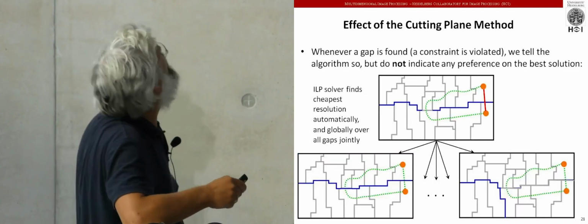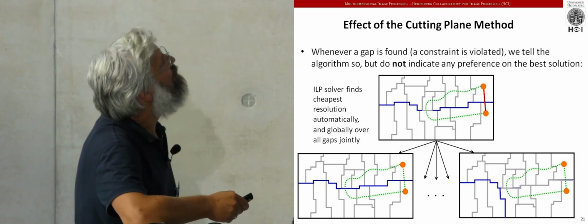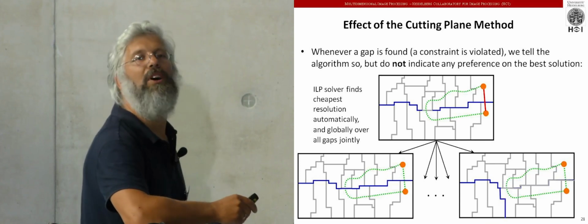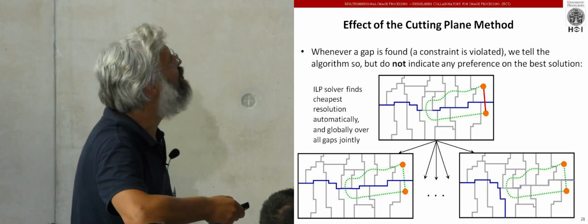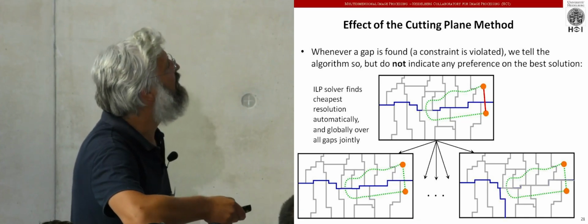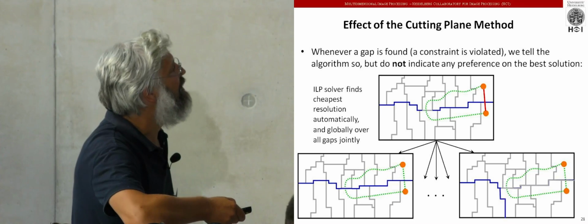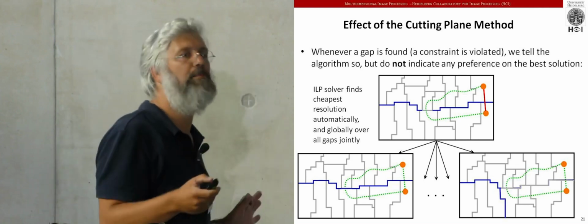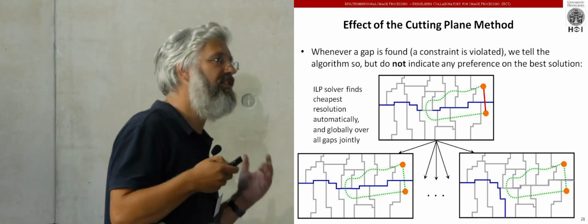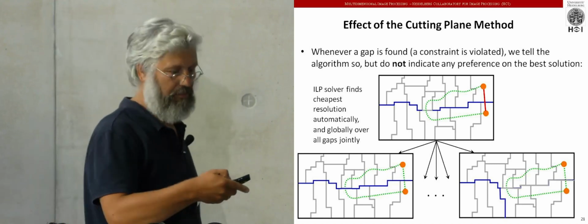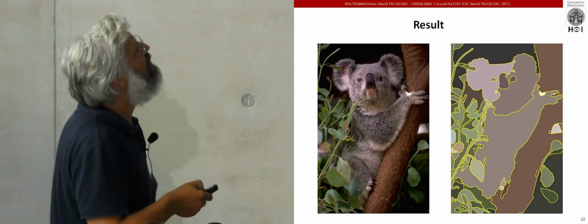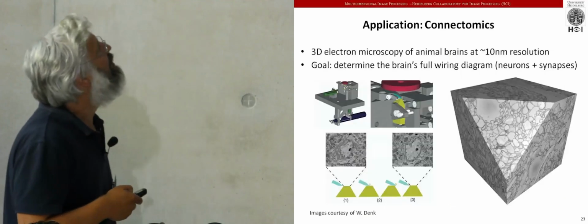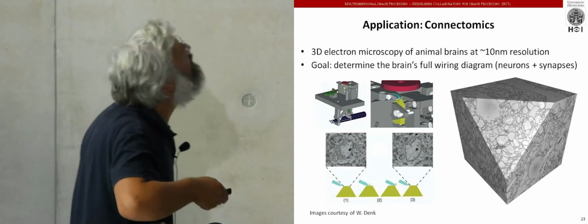So the nice thing about this is that we just tell the algorithm that this solution is wrong, but we don't tell it anything about what the correct solution would be. So it can choose between, for example, closing the gap or deleting the right side and introducing another branch of the segmentation. And there are plenty of resolutions, and the algorithm is supposed to solve them all globally together, to find the global minimum. And if we look at the result, then this is one example of the koala segmented with the multicut algorithm. So now for our real application, I have a few minutes left.